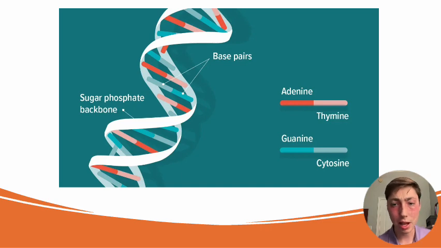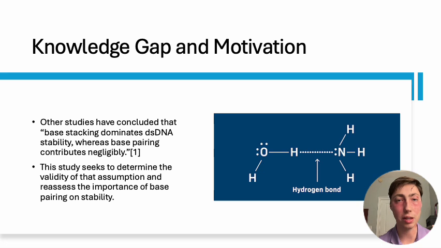So the discussion of this paper is on the importance of base pairing. So base pairing, as we've discussed, happens from hydrogen bonding. And that is when a hydrogen associates strongly with an electronegative atom, such as nitrogen or oxygen.